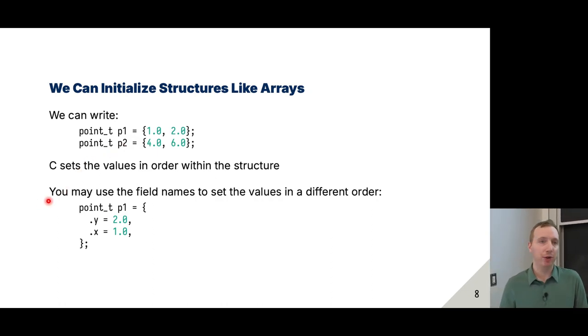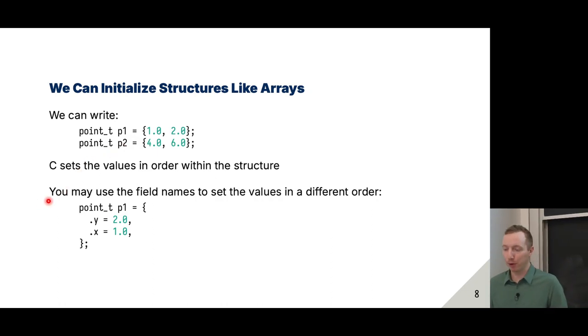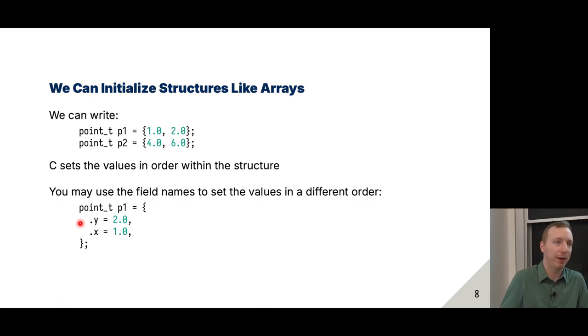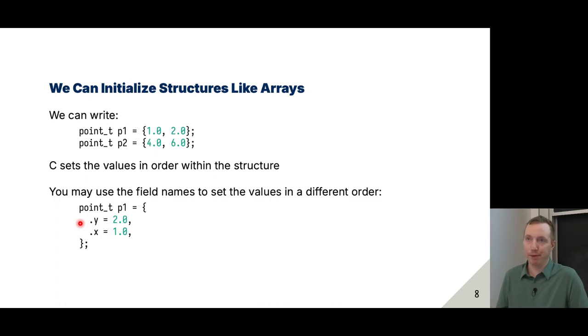If you want to set the values in some different order, there's a funnier looking syntax. I can give it a curly bracket, and then say which field I want to set to what value. So if, for some reason, I wanted to set y first, but y was the second thing defined in my struct, then I could just do dot y equals 2, dot x equals 1.